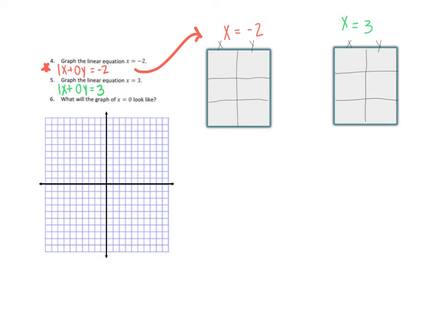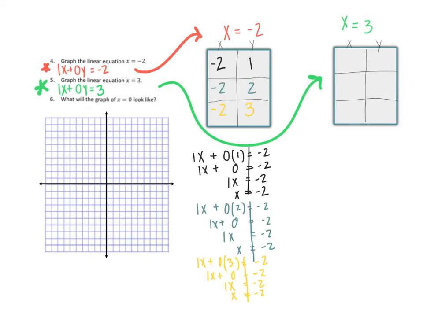And then I want you to do the same for number 5. Then I want you to answer the question for number 6, where it says, what will the graph of x equals 0 look like? So take 5 minutes, work on this right now, and then we'll come back together and go over this, okay?